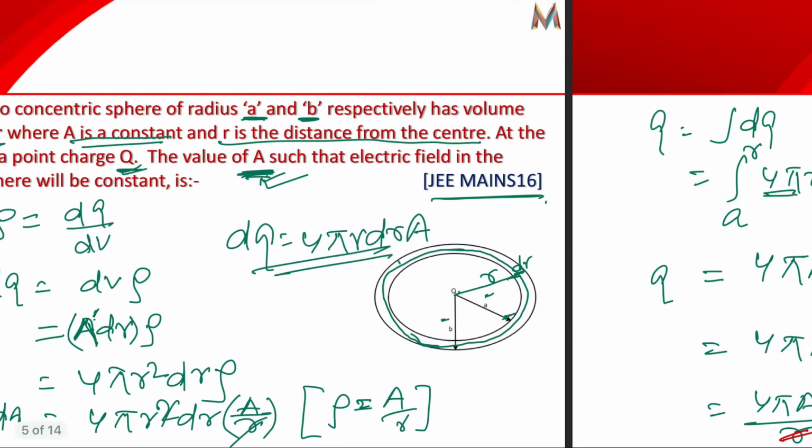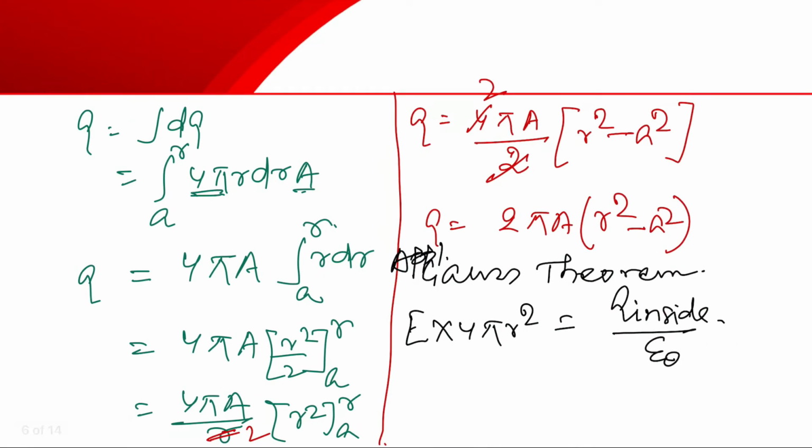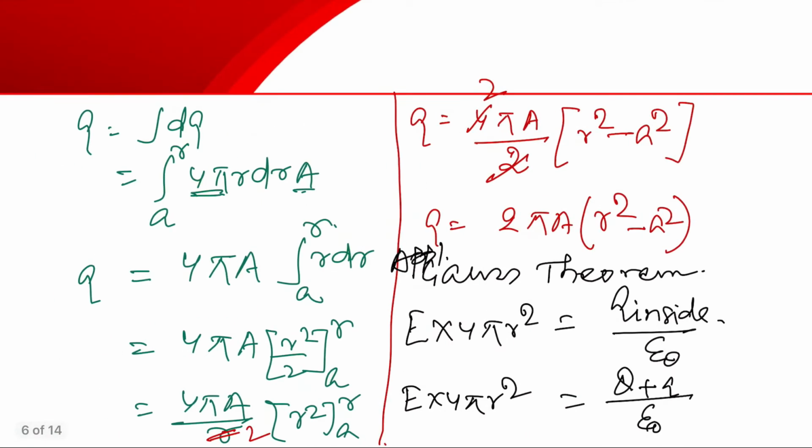As in the center, if you see here, the capital Q is given and we have calculated this small q. So inside the Gaussian surface there will be capital Q plus small q, upon epsilon naught, and that will be equal to E into 4 pi r square. Now, if you calculate this E, then E will be equal to capital Q plus small q upon 4 pi epsilon naught r square. This will be the E.